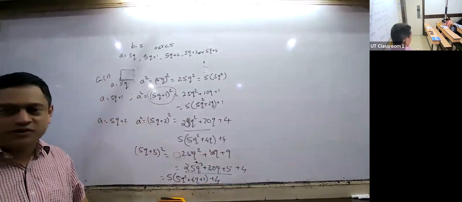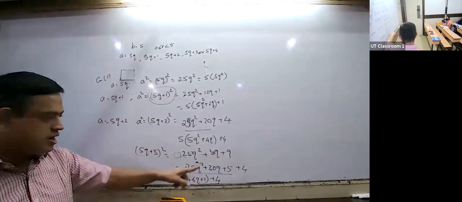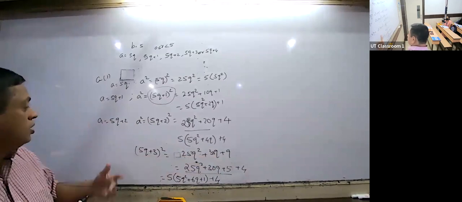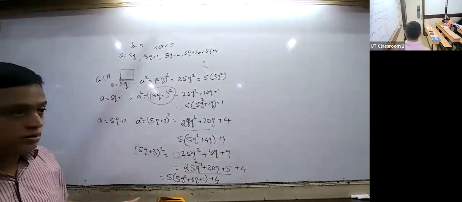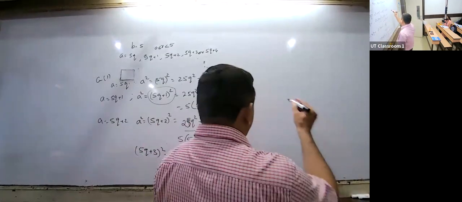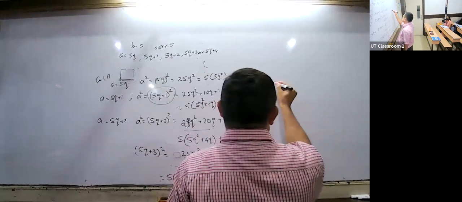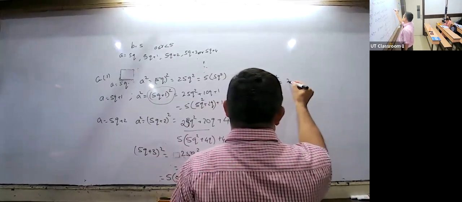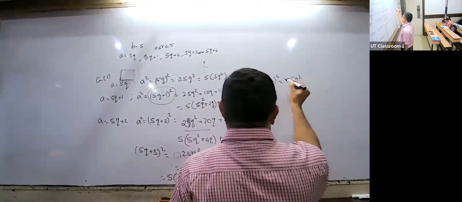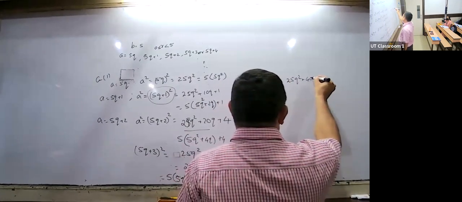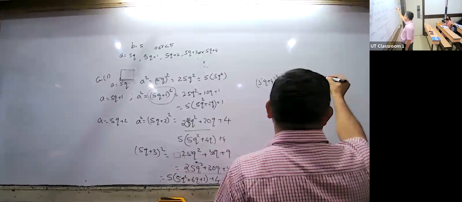So this 5m plus 4 you got now. Okay, because 9 is wrong. Now what do you have to do? 5q plus 4. You take 5q plus 4 whole square. All the cases you have to take. That is equal to 25q square plus 40q.